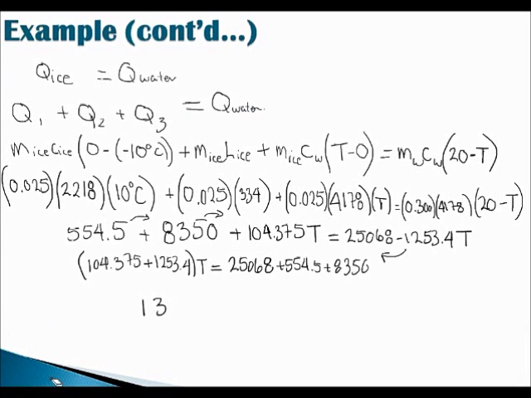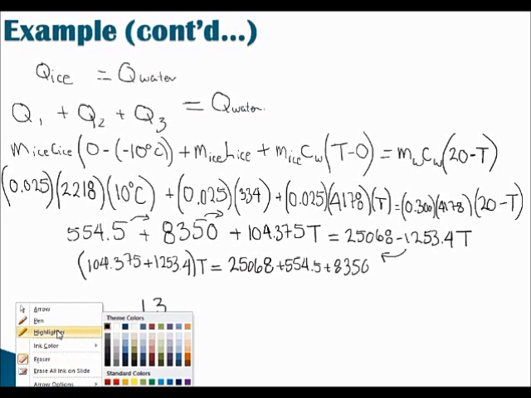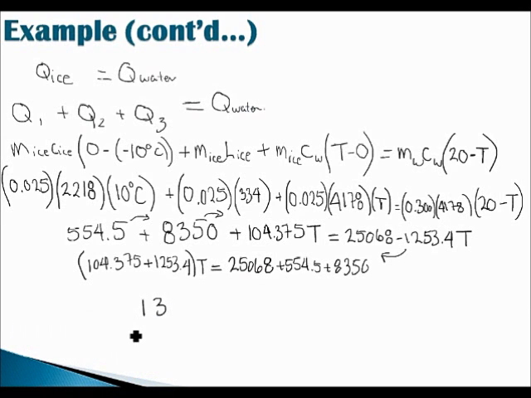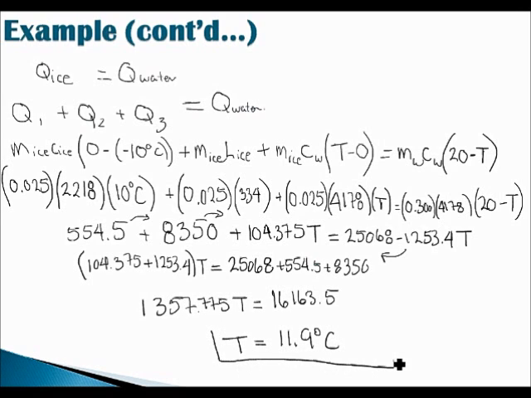1,357. So let me just erase that and get my pen back out. There we go. So 1,357.775 T is equal to, we add all these up, we get 16,163.5. So T, we just divide this term by this term over here, and we get the final answer, which is 11.9 degrees Celsius. Okay?